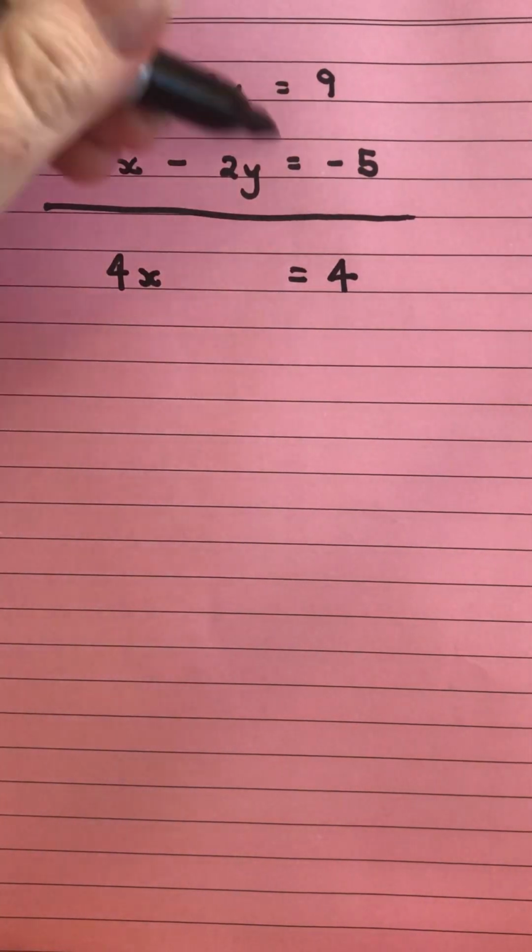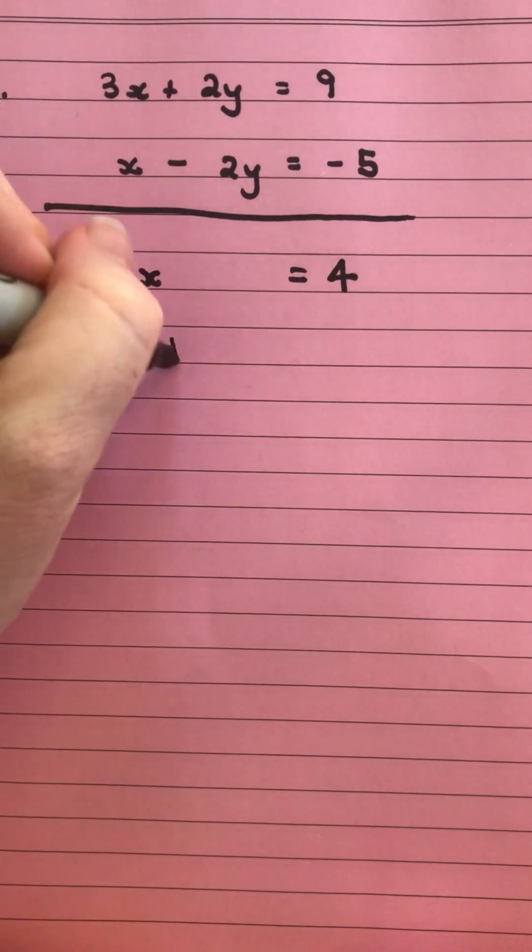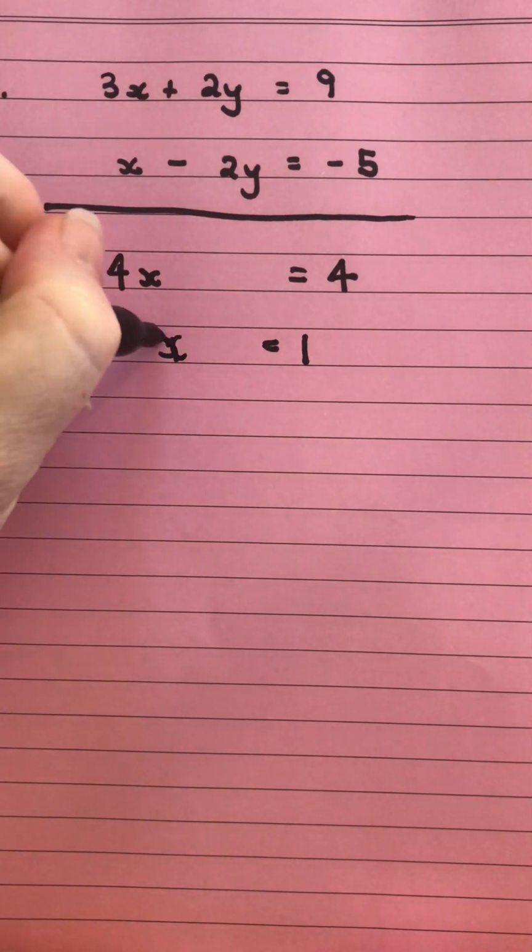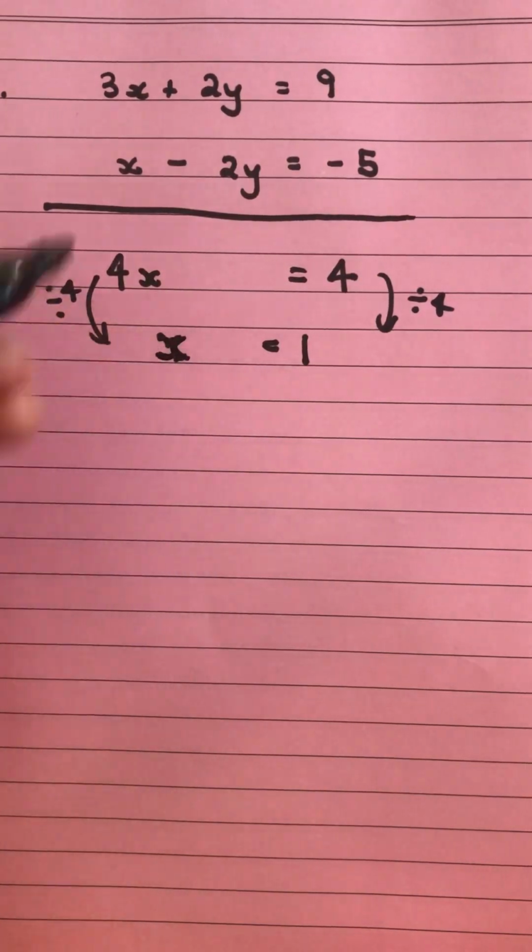So now we have eliminated one of the variables, and that's why it's called the elimination method. So now we can write that x is equal to 1, because we can divide by 4 there. And so we get x is equal to 1.